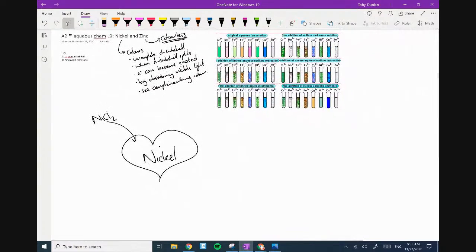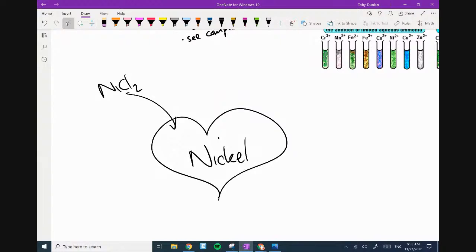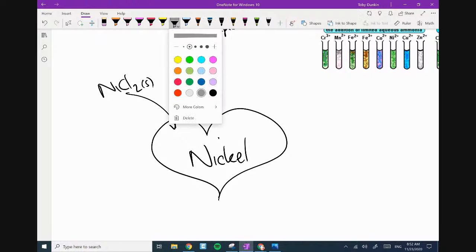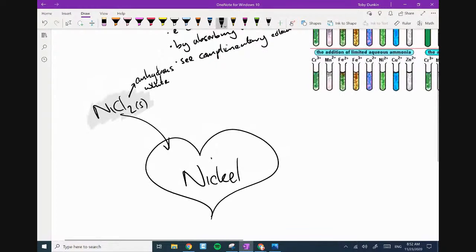It's quite nice to actually look at nickel's electron configuration to understand why that is, and we might do that in a bit. But we're going to start off with nickel 2 chloride solid, and this is anhydrous. That's going to be going in as a white solid if it's anhydrous. Not colorless, by the way. Colorless is for solutions, but white is for the solids. So it's going to be a white solid.